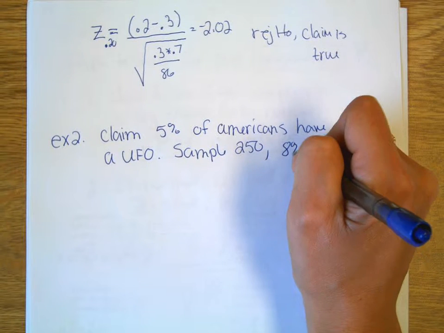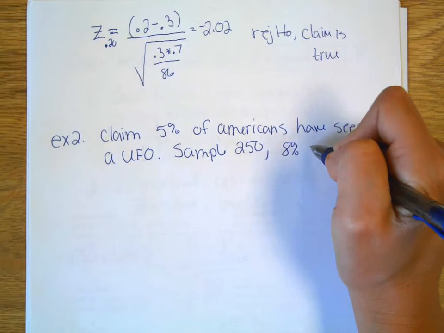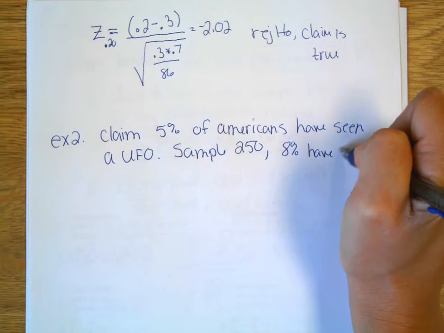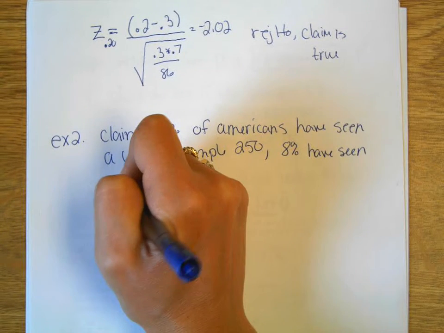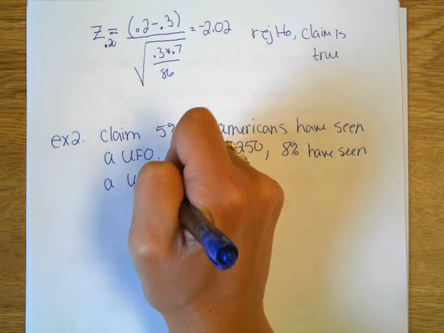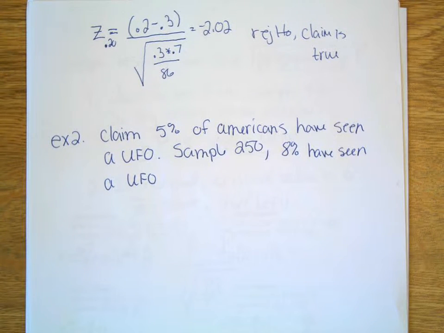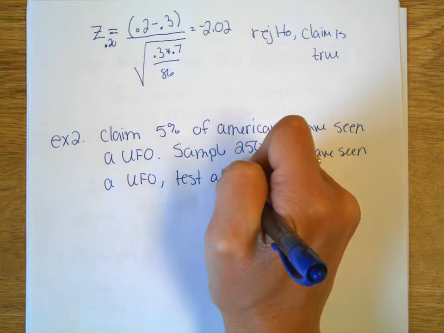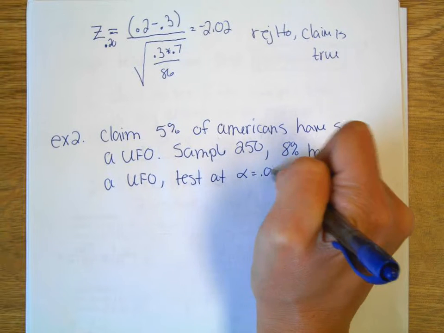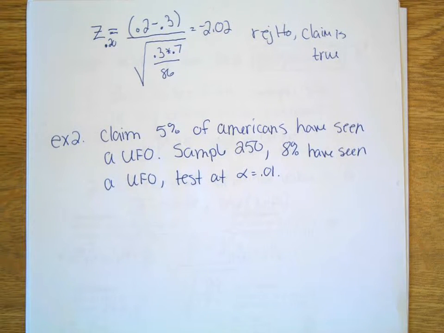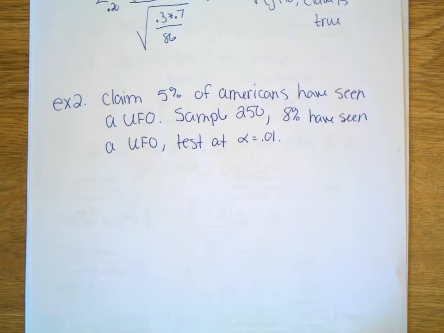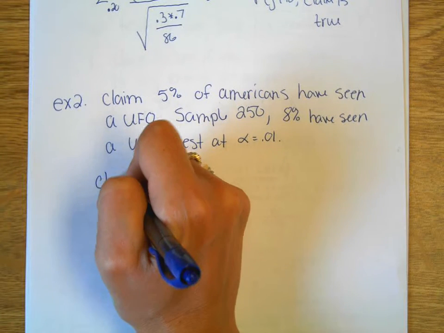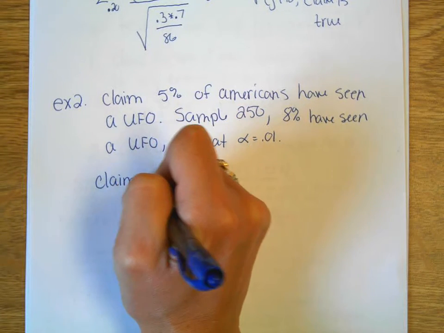It's not. 8% of these people have seen a UFO. Aren't those people crazy? Test at alpha equals 1%. Bigfoot's 100% real. Matt thinks that he's seen Bigfoot. Definitely, Bigfoot's not real. You can make fun of him, like, no, you're crazy. He's like, no, I saw it.